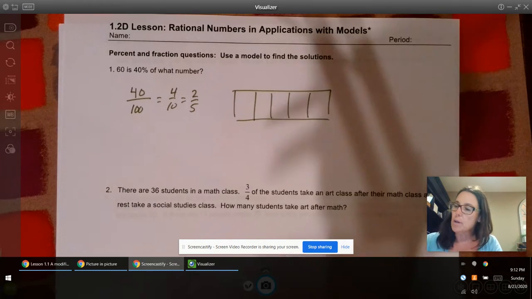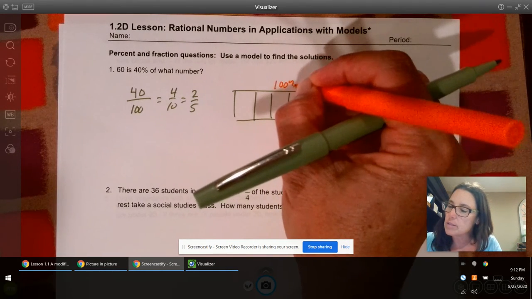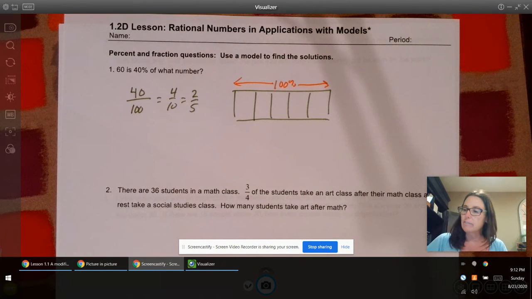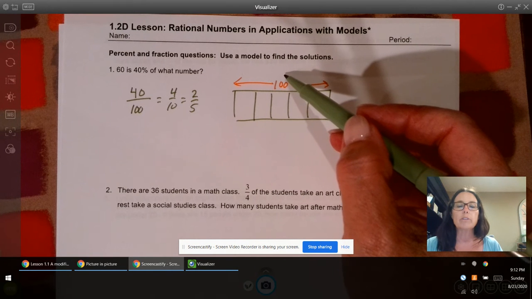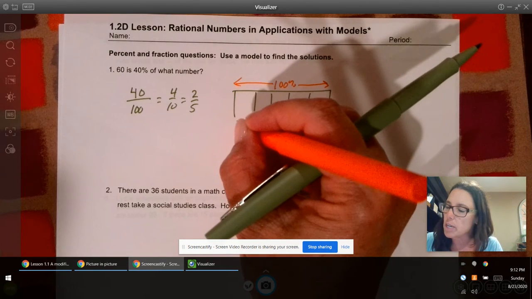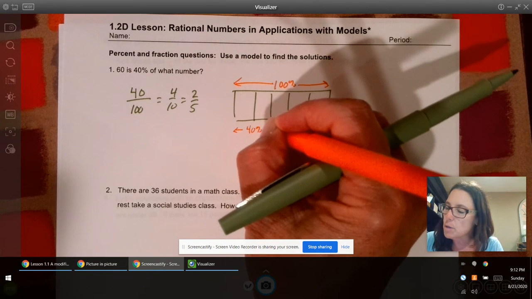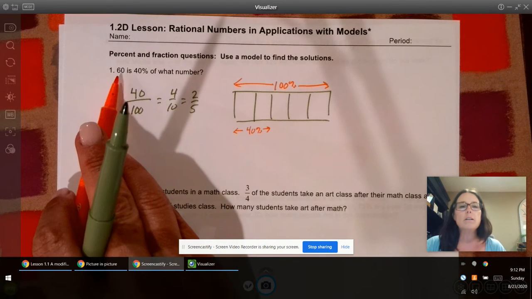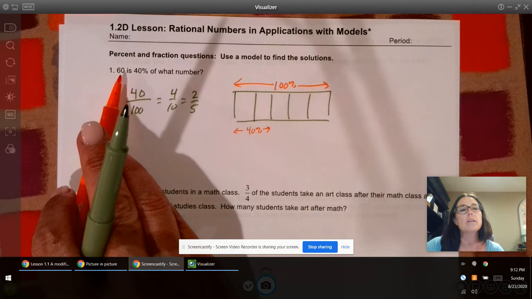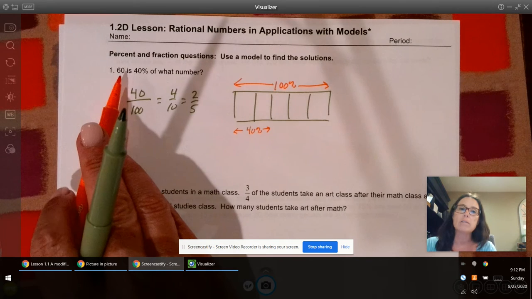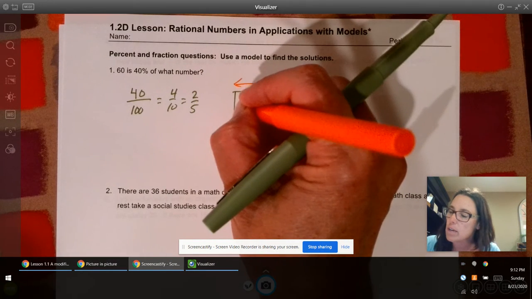So I'm going to go ahead and label 100%. We're looking for that. That's the question mark up here. We're looking for what goes with the 100. 60 is 40%. How much percent is in each box? Hopefully you're saying 20. So 2 boxes is 40%. Well, if 2 boxes has to make up 60, how much is in 1 box? What's the magic number in 1 box? Hopefully you're thinking 30.